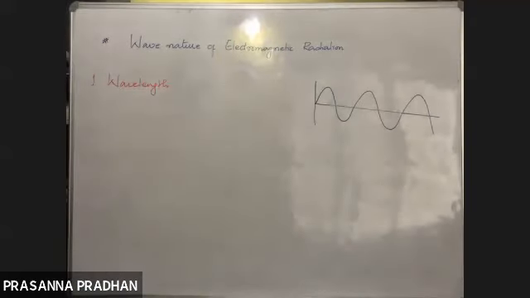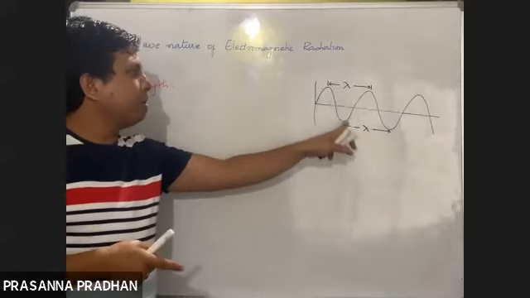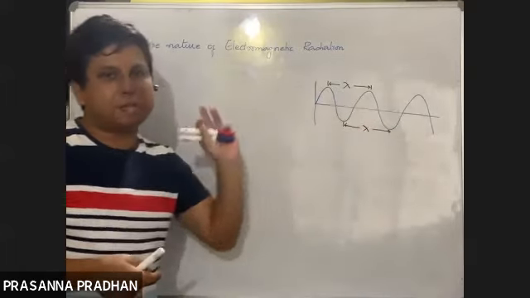So what does wavelength mean? Wavelength is the distance between two consecutive crests like this, or the distance between two consecutive troughs like this. So this is known as a wavelength. How will you define a wavelength? The distance between two consecutive crests (maxima) or two consecutive troughs (minima) is known as a wavelength.